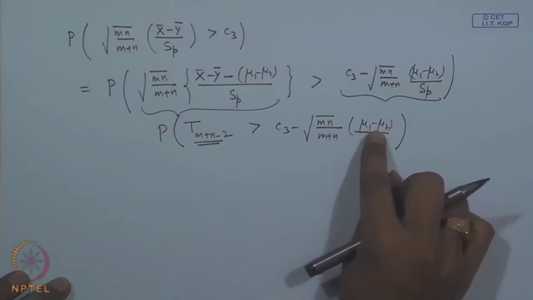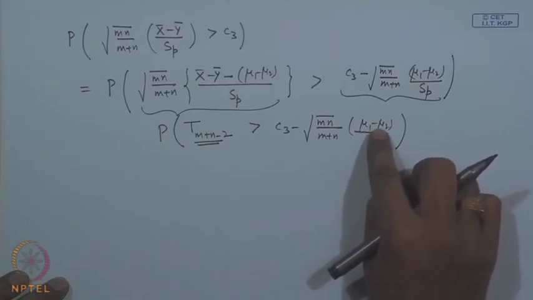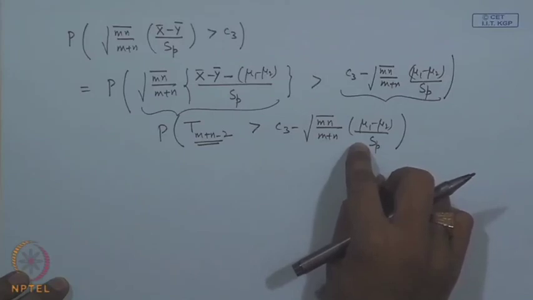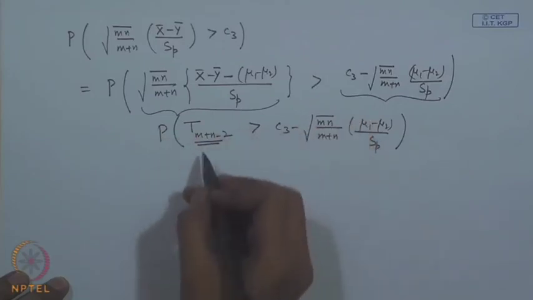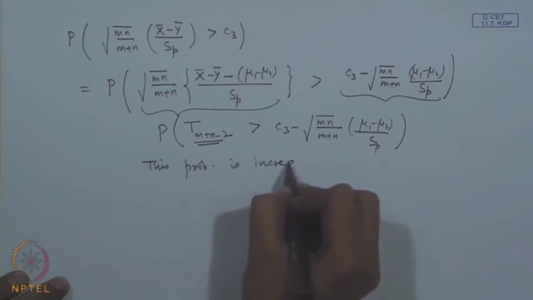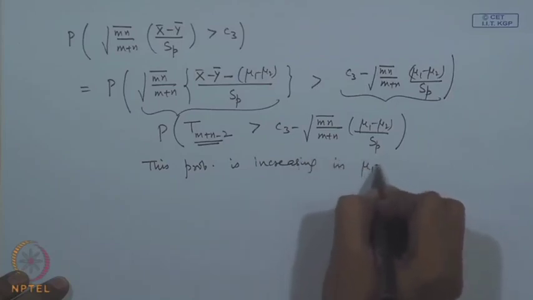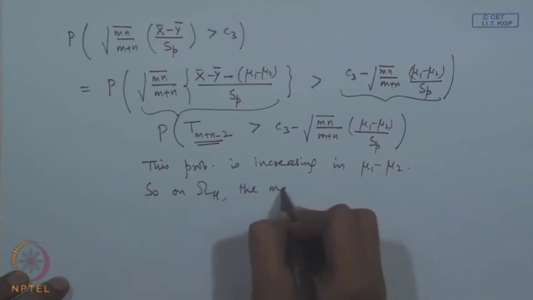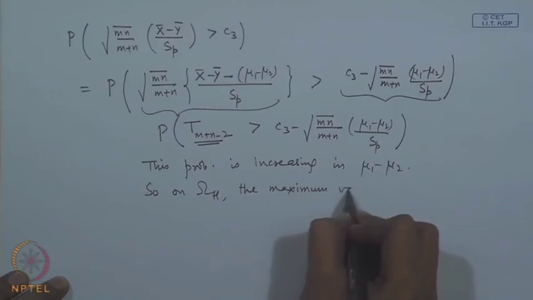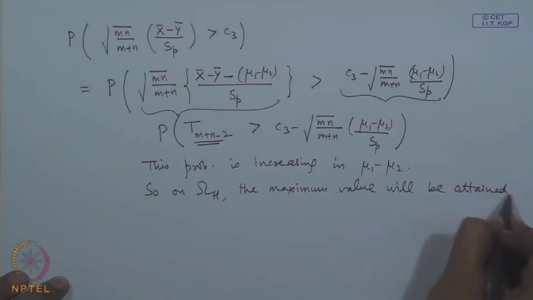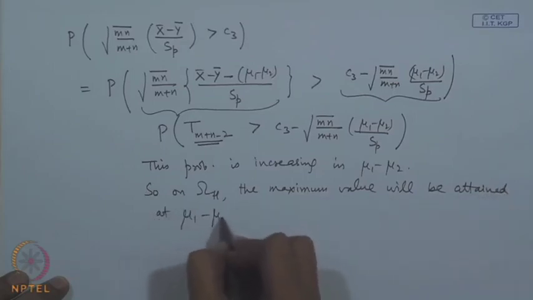Now, mu 1 minus mu 2 is less than or equal to 0. Actually, if I increase mu 1 minus mu 2, then this term will decrease. If this term decreases, this probability will increase. So, this probability is increasing in mu 1 minus mu 2. So, on omega_H, the maximum value will be attained at mu 1 minus mu 2 equal to 0.